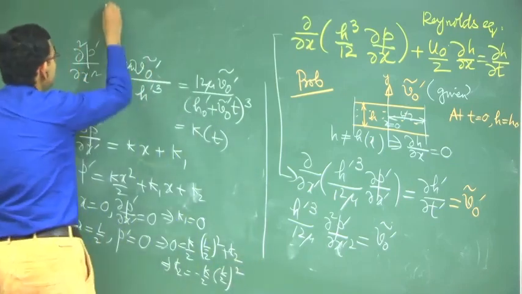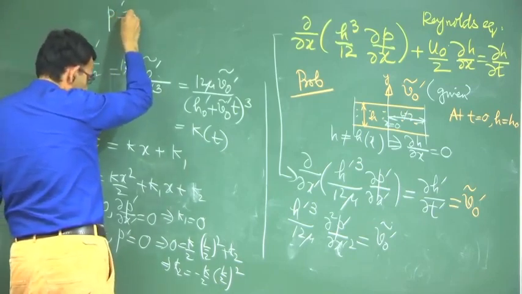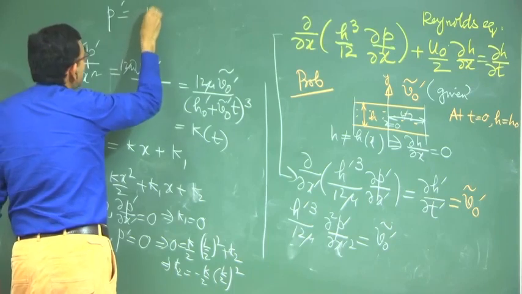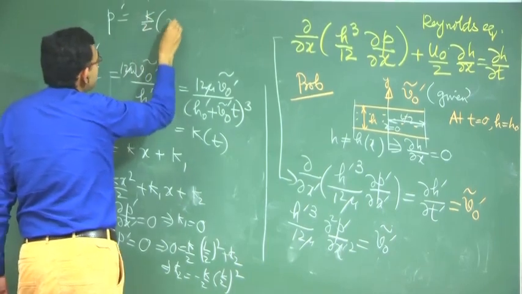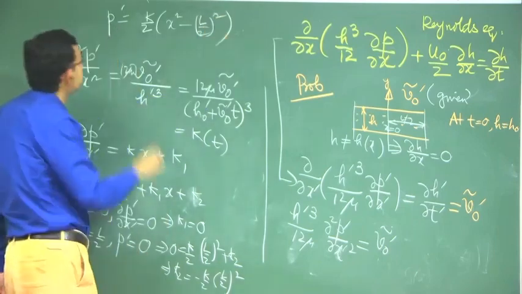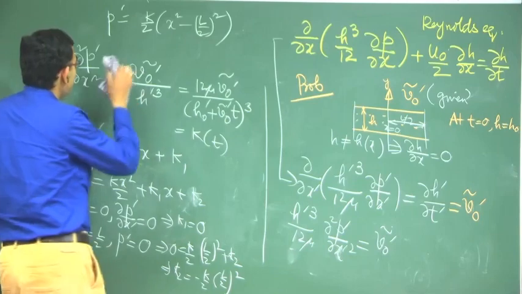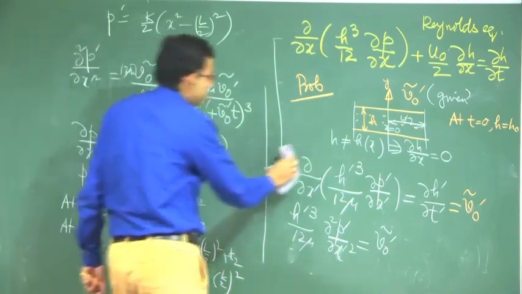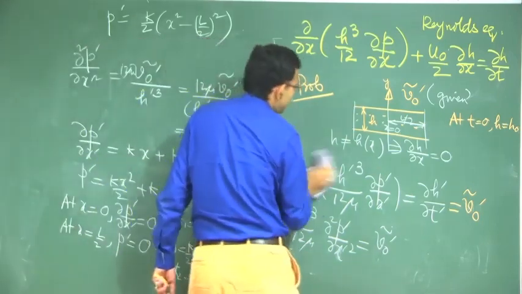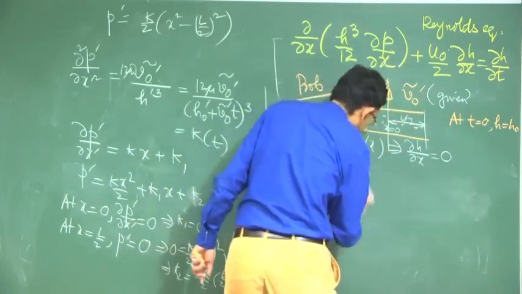So, the pressure is equal to k by 2 into x square minus L by 2, this is the pressure distribution. Okay. So, we have only one more step left to calculate the force on the upper plate.